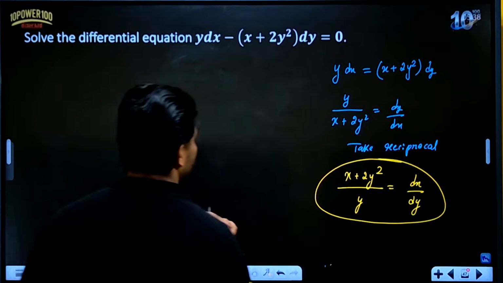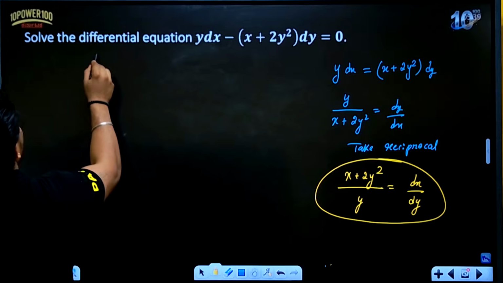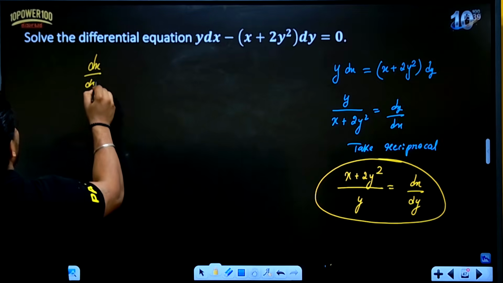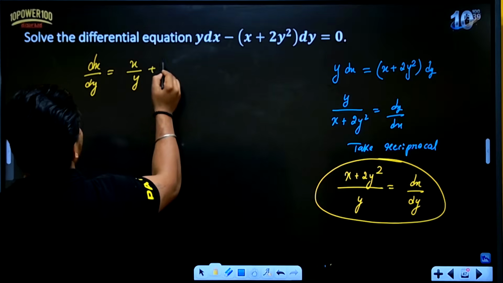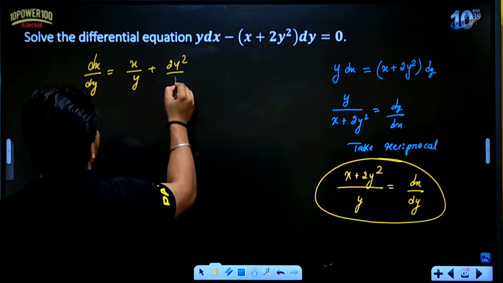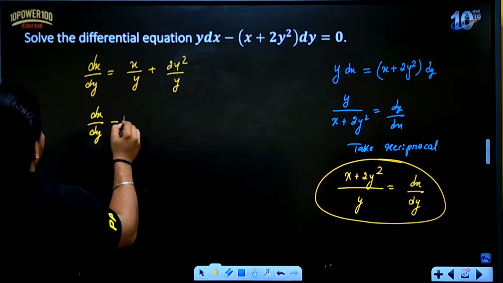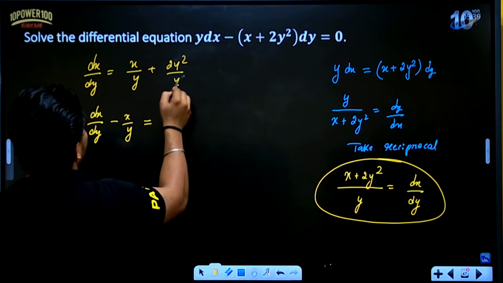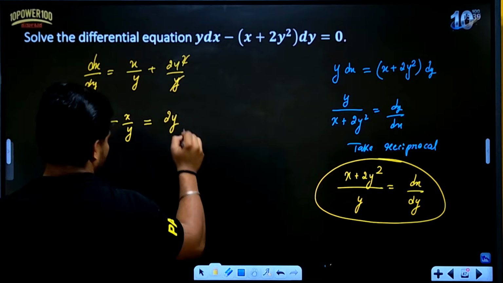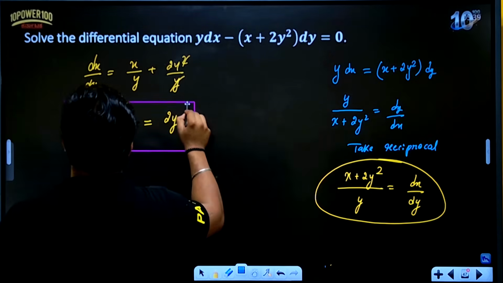So what I'm going to do is I'll split this now. dx by dy is equal to, we can split now. So we can write x by y plus 2y square by y. So dx by dy minus x by y is equal to, y cancels, this is 2y, children. This is the linear differential equation with respect to y.